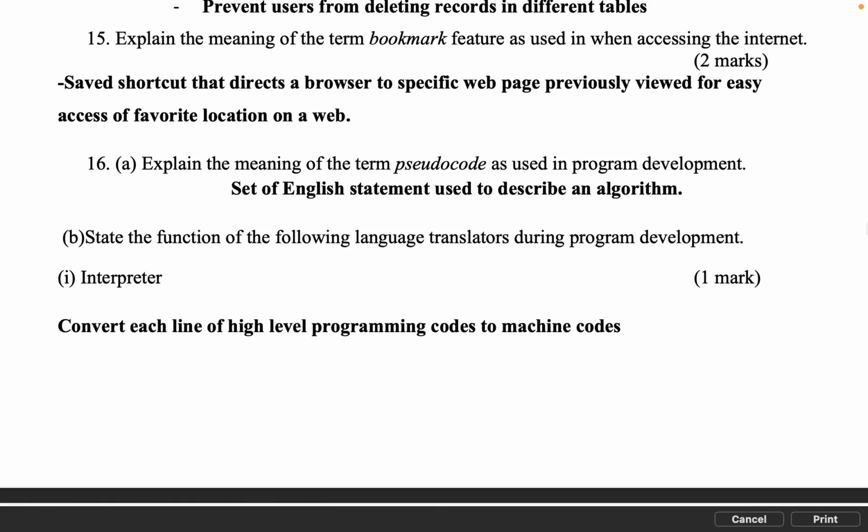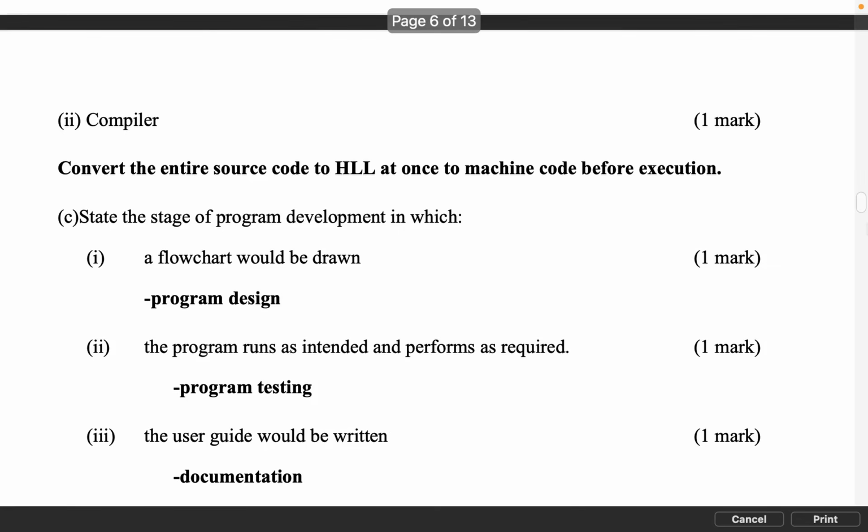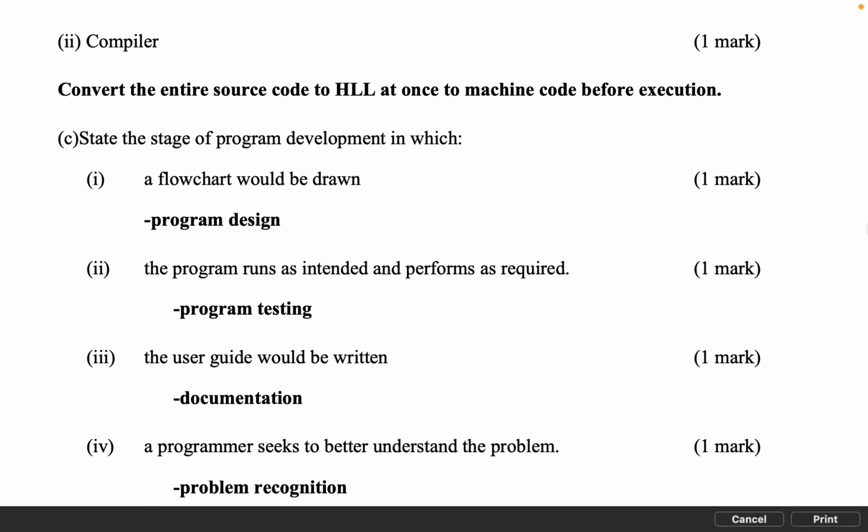Set of English statements used to describe an algorithm. B. State the function of the following language translators during program development. I. Interpreter, 1 mark. Convert each line of high-level programming code to machine code. II. Compiler, 1 mark. Convert the entire source code in HLL at once to machine code before execution.